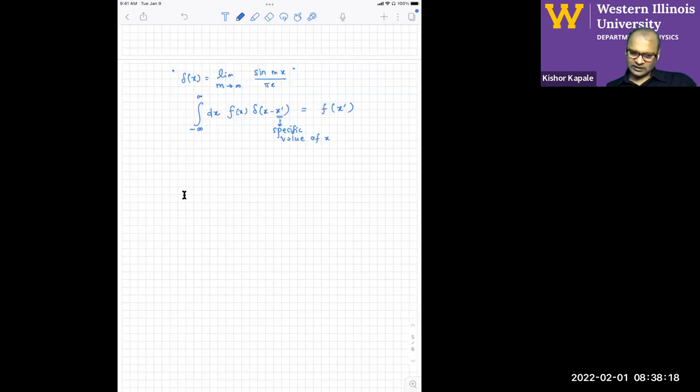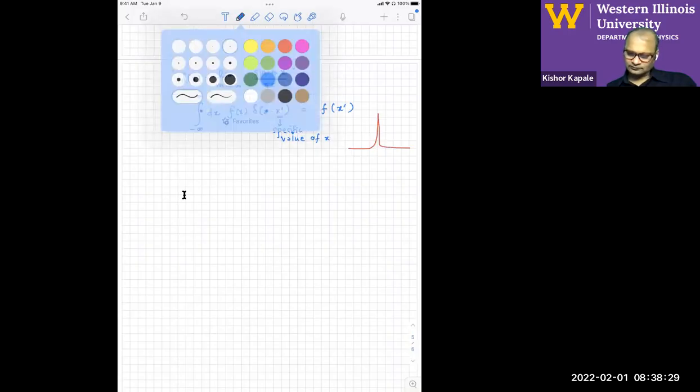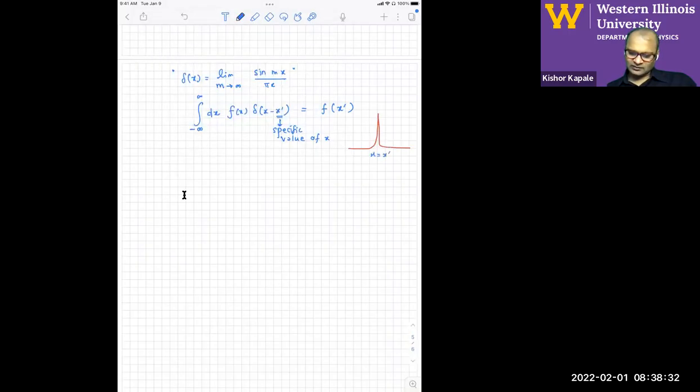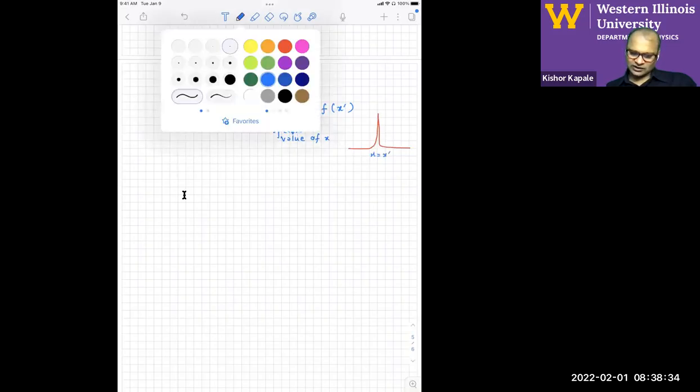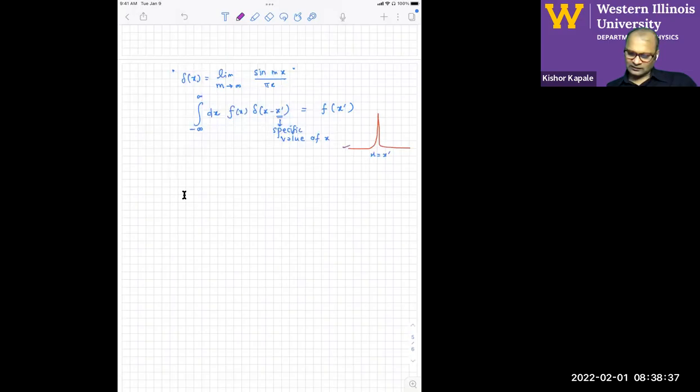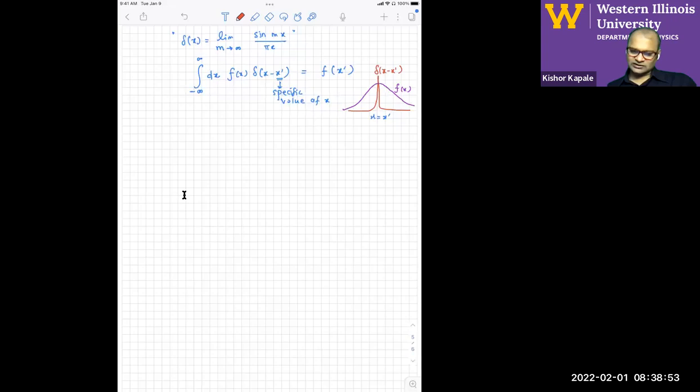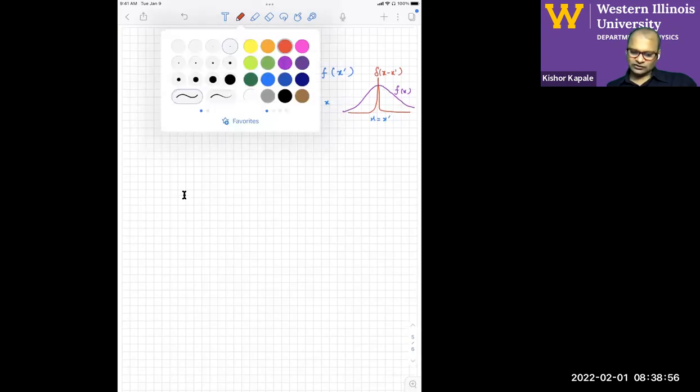So if you want to think about how this would work, let's say I'm plotting the delta function to be something that has a sharp peak at x equal to 0, or let's say x equal to x prime, right? And then I may have some other function that is doing this, let's say f of x, and that's delta of x minus x prime. And then all that you do as a combination of this, this is essentially a convolution integral.